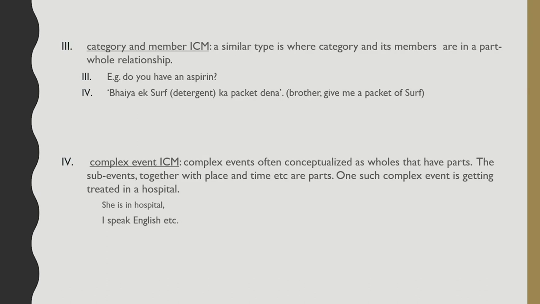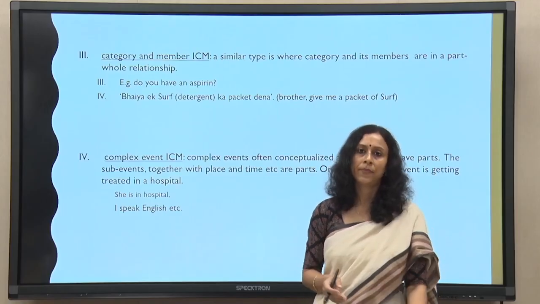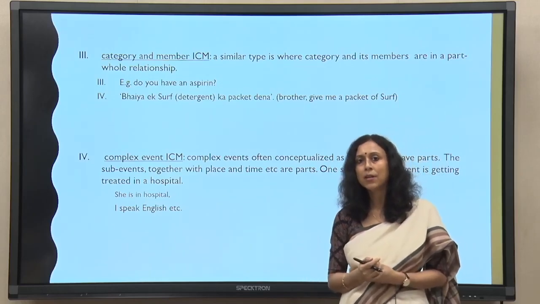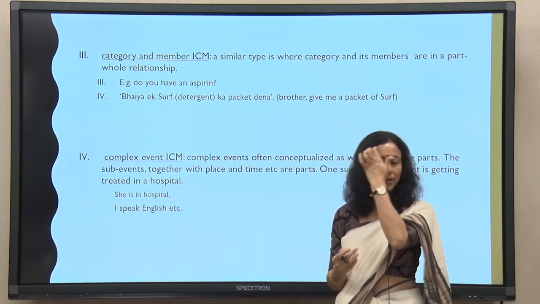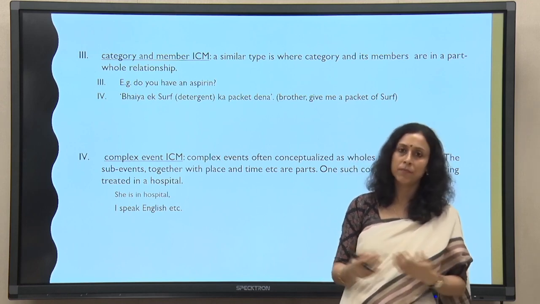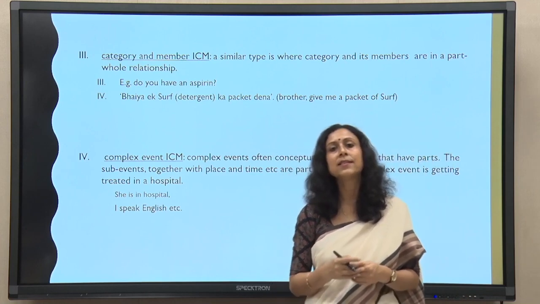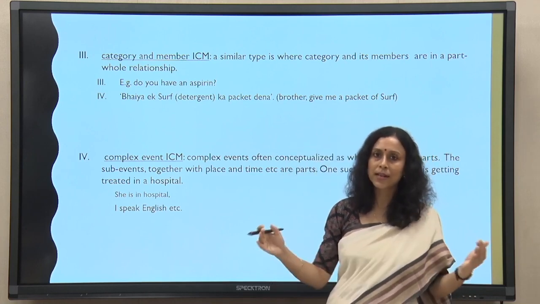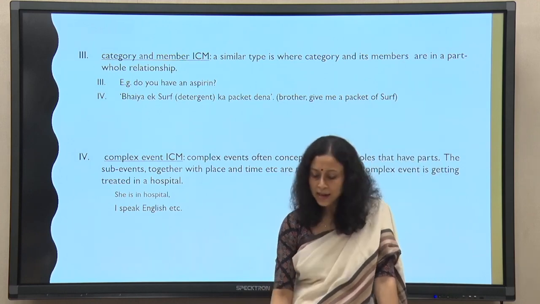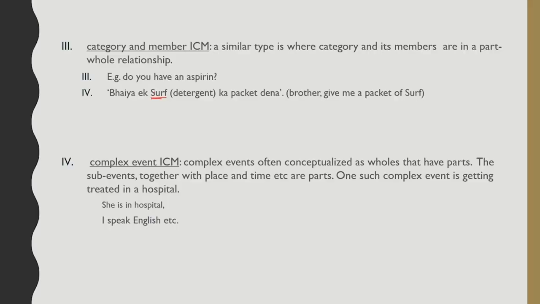Category and member. Sometimes an entire category is represented by only one member of that category. For example, photocopy machines are all called Xerox machines. It is more common to say, "I need a Xerox machine" rather than "a photocopying machine." Similarly, aspirin is one particular medicine that is part of the category of medicines used for a particular purpose. Similarly, detergents. In India, it is more often than not Surf, because Surf was one of the earliest detergent powders in the Indian market. That is why Surf has become the face of the category of detergent powders.